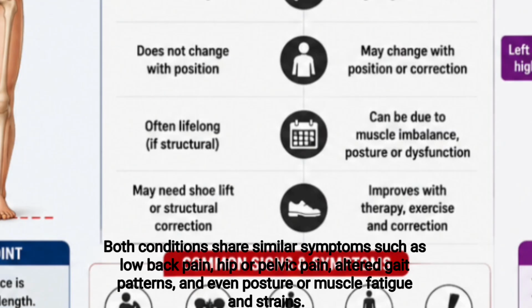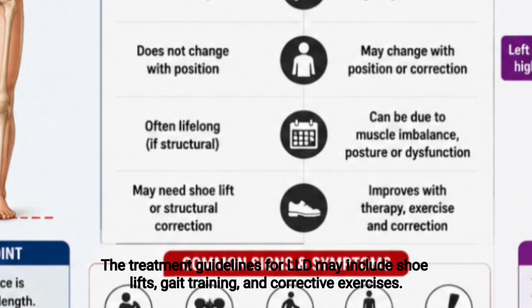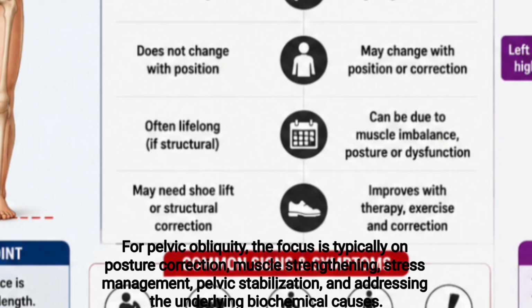Both conditions have almost common symptoms like low back pain, hip or pelvic pain, altered gait pattern, uneven posture, or muscle fatigue and strains. For the treatment of LLD, the treatment may include shoe lifts, gait training, and corrective exercises. For pelvic obliquity, the physiotherapy focuses on posture correction, muscle strengthening, stretching, pelvic stabilization, and addressing the underlying biomechanical cause.